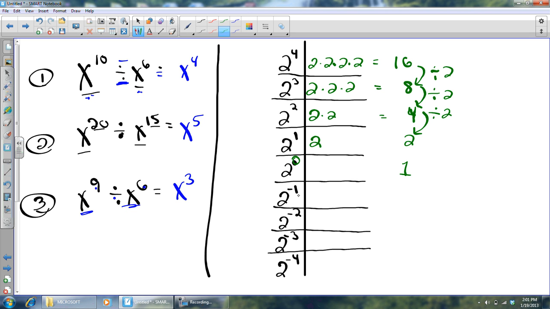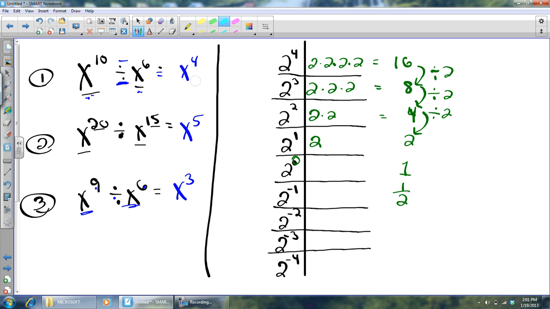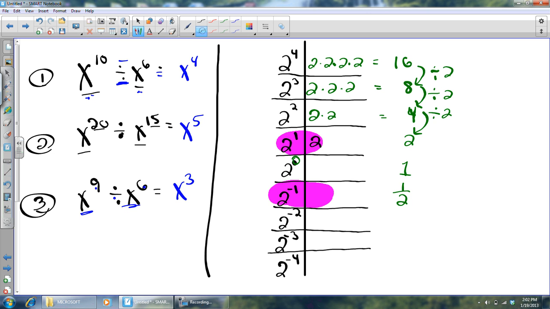All right, now to move from 2 to the 0 to 2 to the negative first, I have to divide by 2. Well, wouldn't that be 1 over 2? Isn't that 1 divided by 2? So 2 to the negative first is 1/2. Hey, check this out. 2 to the first is 2. And 2 to the negative first is 1/2. Oh, did you notice that?